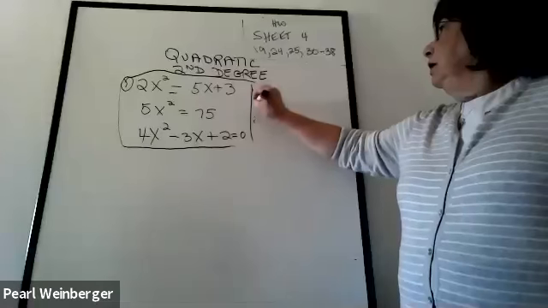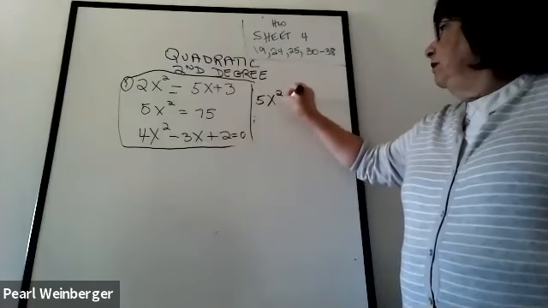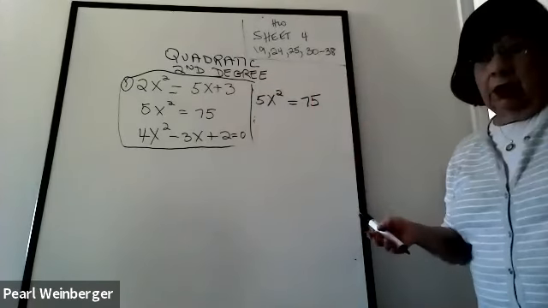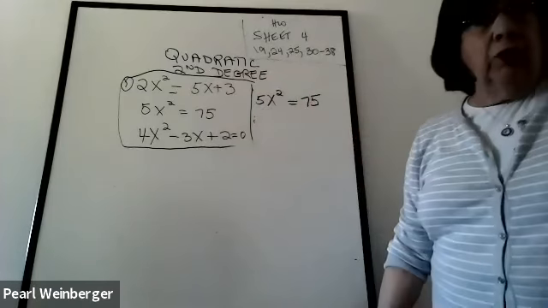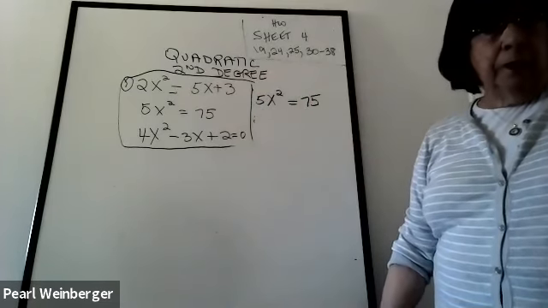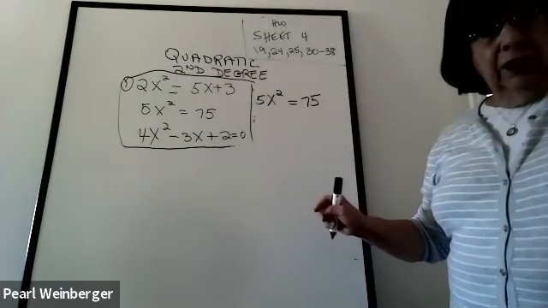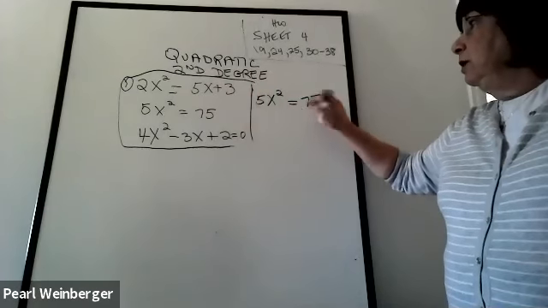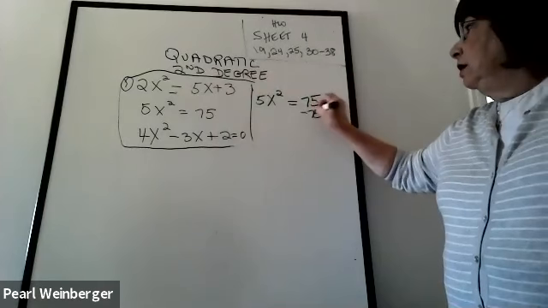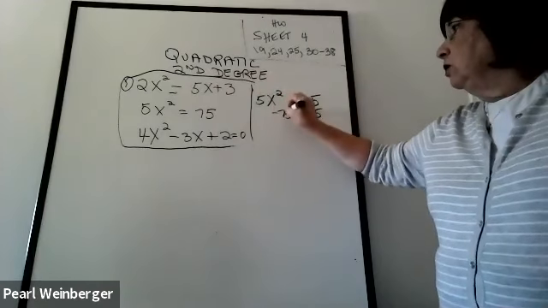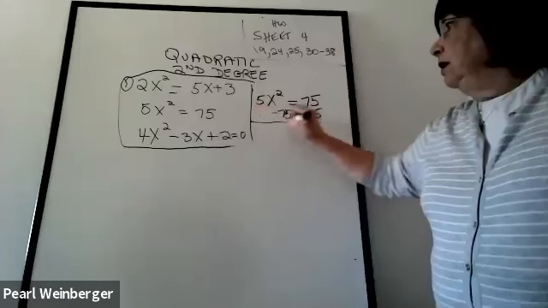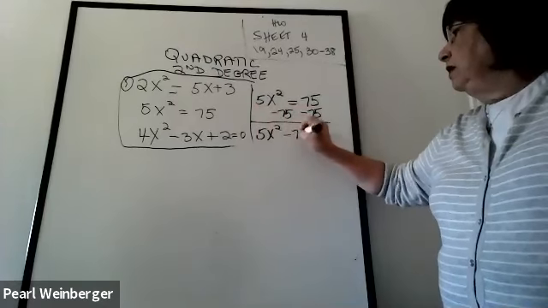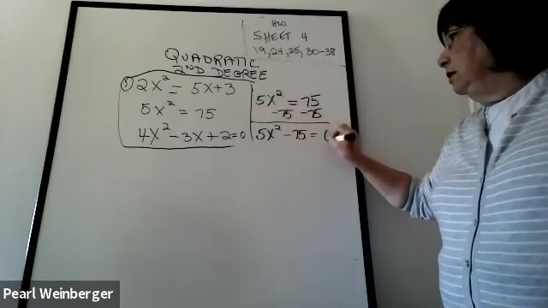The 5x squared equals 75. It looks like it's missing things, but actually it is a quadratic equation because it has an x squared, which means I have to get it equal to 0. And again, the 5x squared, the x squared term is positive, so I'm going to bring this 75 to the other side. So this gives me 5x squared minus 75 equaling to 0.